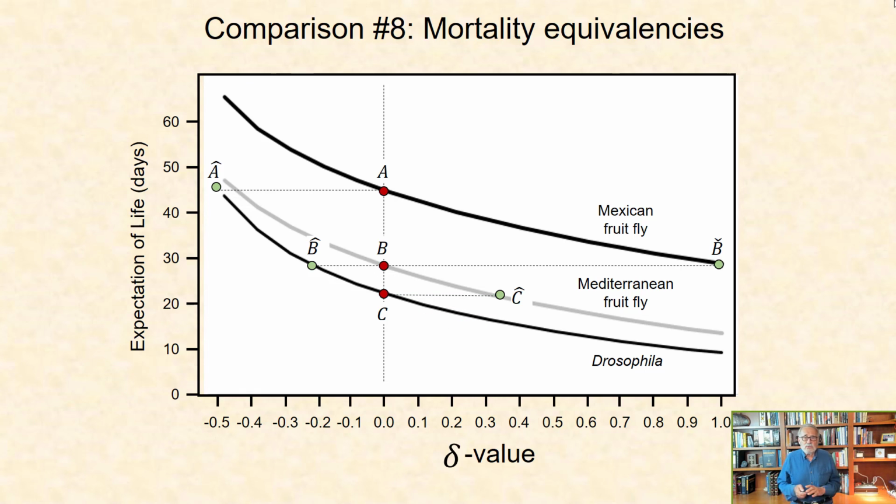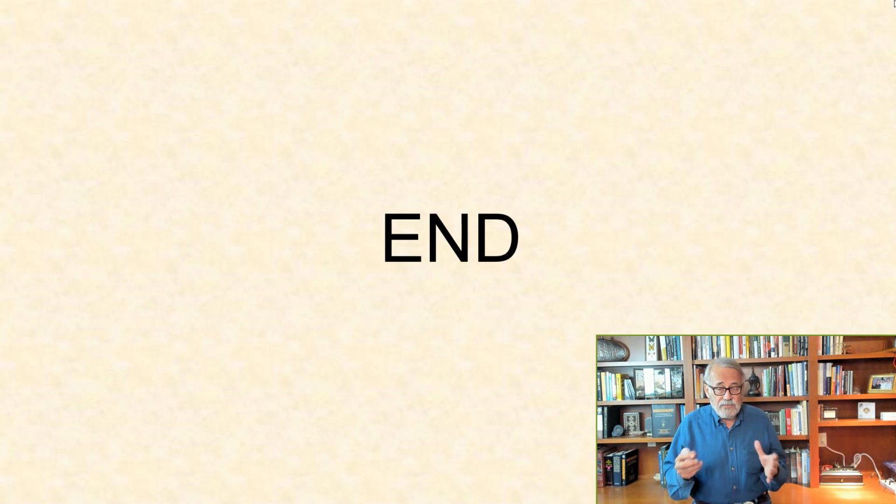This ends this first module of Chapter 10, in which I provided an overview of 8 different approaches for comparing the life table properties of different cohorts.